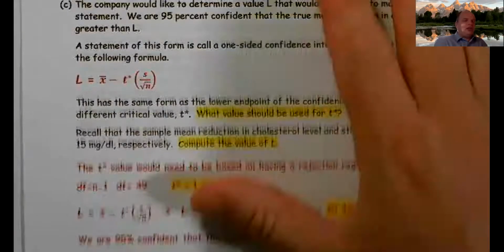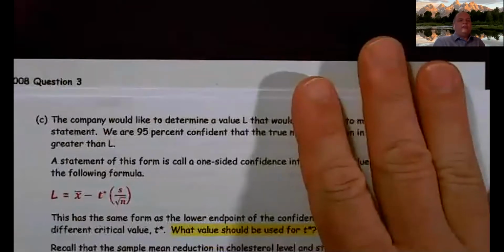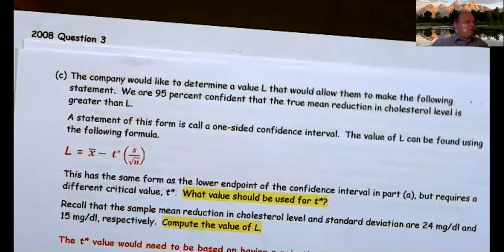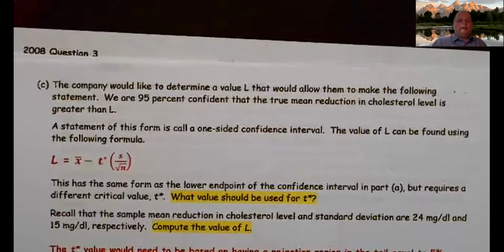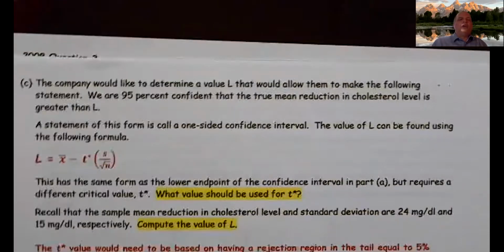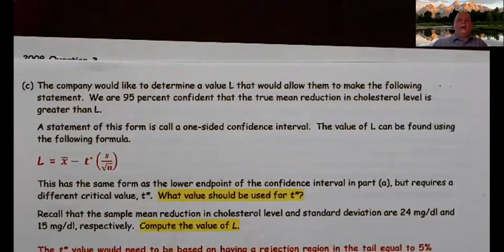All right, so part C. Part C is designed to scare you. It really is, because it's not that bad at all, but they designed it to scare you. So the company would like to determine a value L. And immediately, if I'm you and I'm in the middle of a test and I see L, I think, Mr. Spencer never taught me about L. It's almost like, what the L is that?